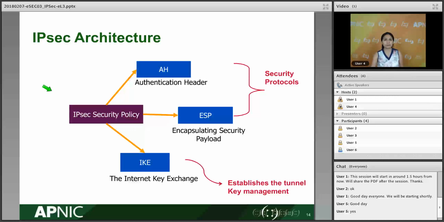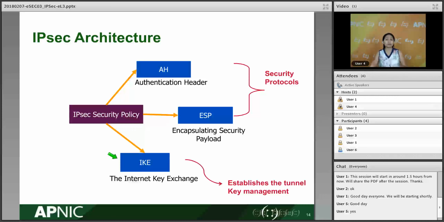But the important bits would be that AH and ESP are the security protocols. Normally, you can implement only AH or only ESP, but in some cases, some people also do AH plus ESP. You'll see the difference between them in the next slide. IKE is Internet Key Exchange, which establishes the tunnel, and it's also in charge of key management. So you'll see phases of IKE. When you look at the process of exchanging packets or setting up the tunnel between two routers, that's actually done using IKE.